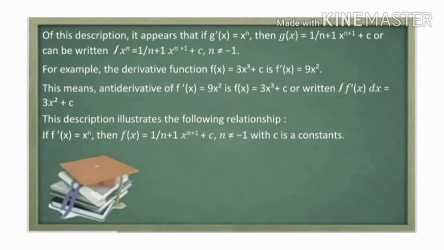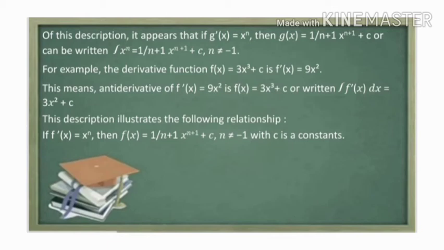For example, the derivative of the function f(x) equals 3x^3 plus c is f'(x) equals 9x^2. This means the antiderivative of f'(x) equals 9x^2 is f(x) equals 3x^3 plus c, or written as integral f'(x) dx equals 3x^3 plus c.